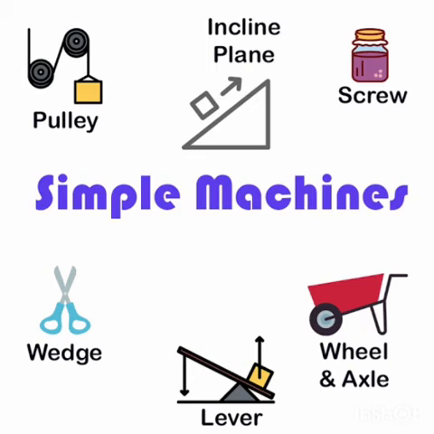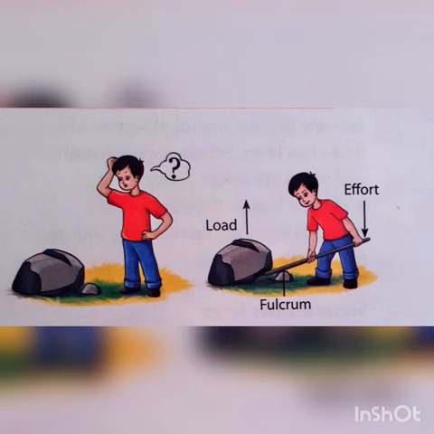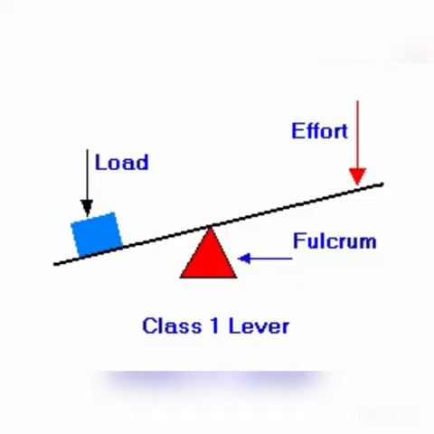There are 6 basic simple machines: lever, inclined plane, wedge, screw, pulley, and wheel and axle. In this video, we will be learning about lever and its types. A lever is a rod balanced on a fixed point, the fulcrum, that can help to lift a heavy weight with less effort. Levers are grouped into 3 types depending on the positions of the effort, load, and fulcrum.